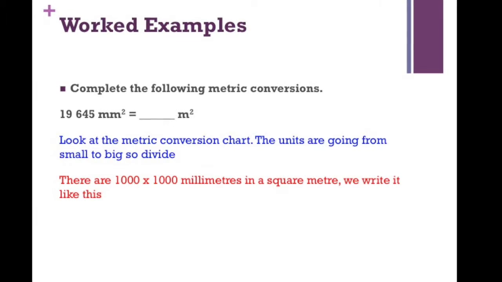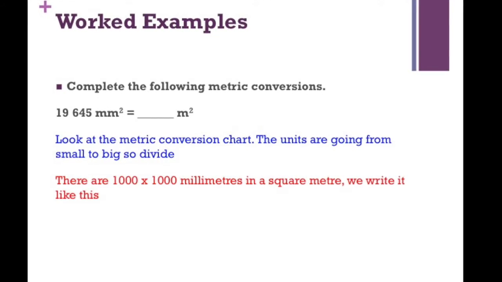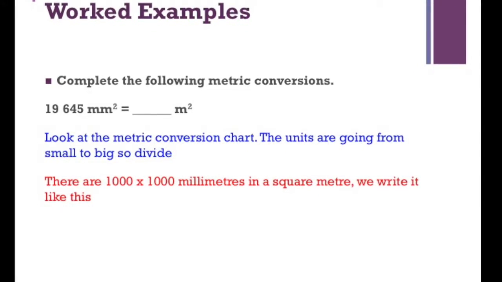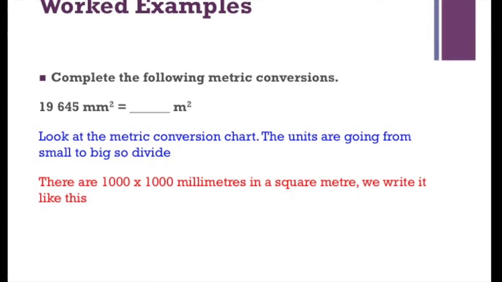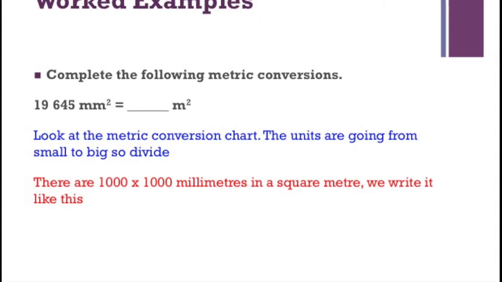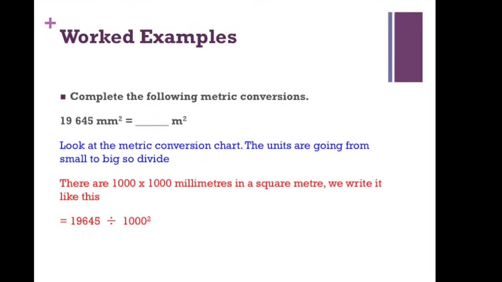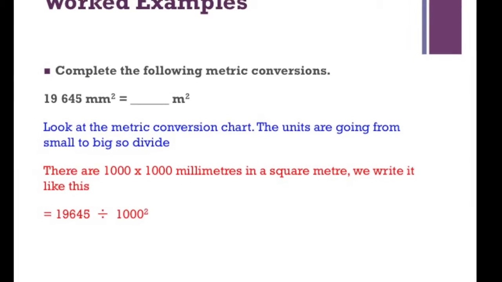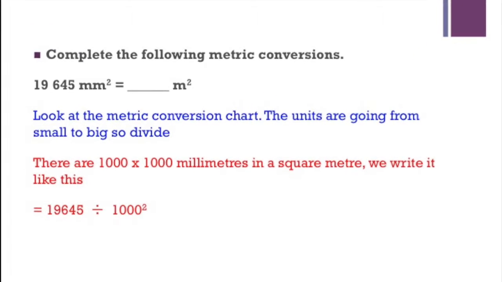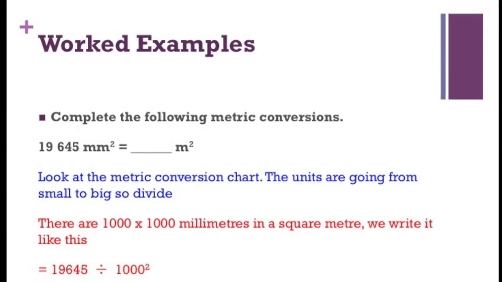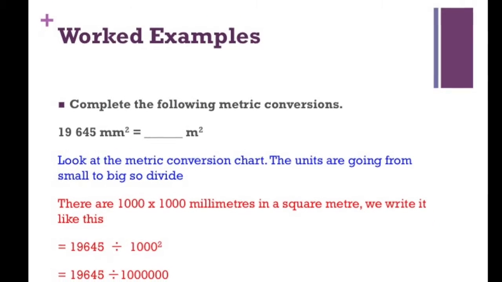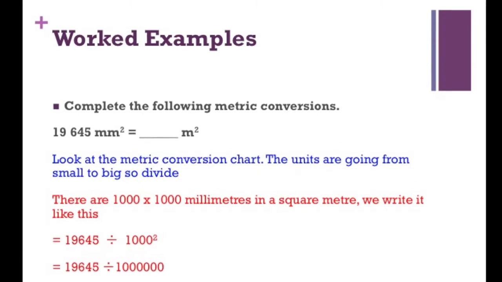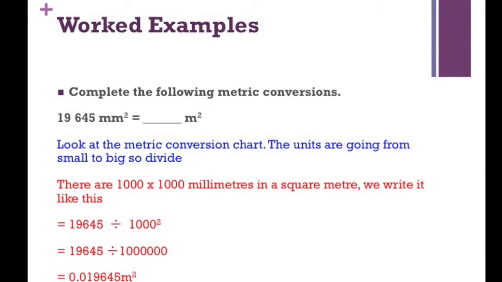You'll notice from the next one that we are going from small to big, and we're going from millimetres to metres. There are 1,000 millimetres in a metre. Because we're going from small to big, we're going to divide. So what you will have here is 19,645 millimetres square divided by 1,000 squared. You can square this number out, or you can just enter it into your calculator as 1,000 squared and you'll get the answer. Pause your video now and copy this information onto your theory sheet, please.